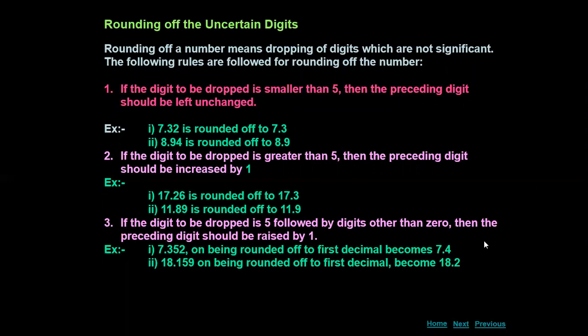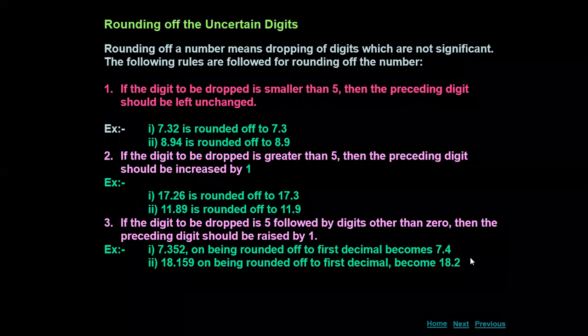So 17.4 it becomes. Next, 18.159 is there. This 5 I want to drop. After 5, it is followed by a non-zero digit. That's why the preceding digit is increased by 1. So 18.1 becomes 18.2.